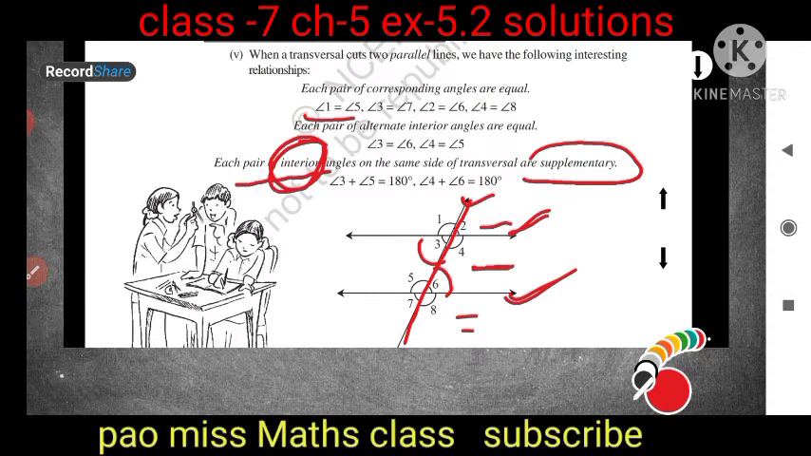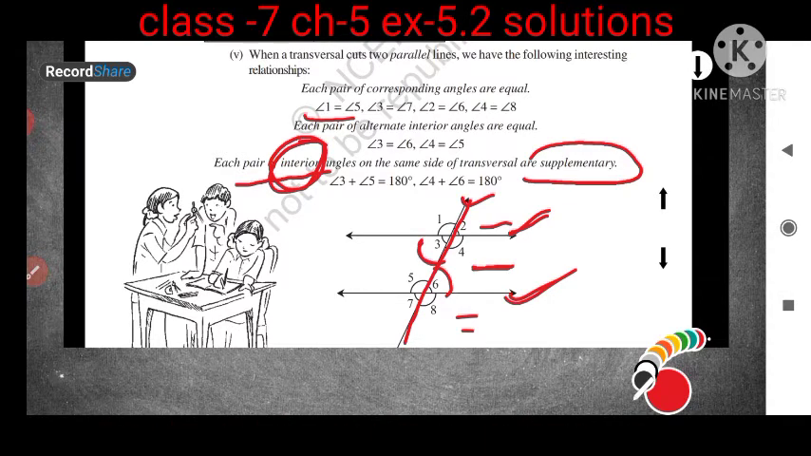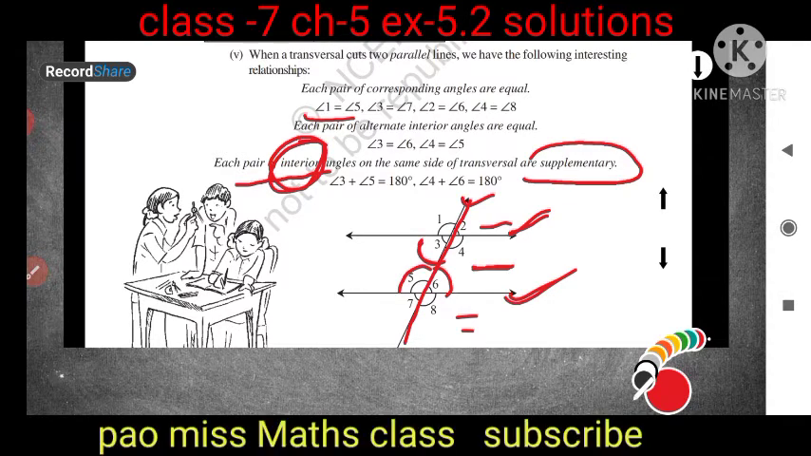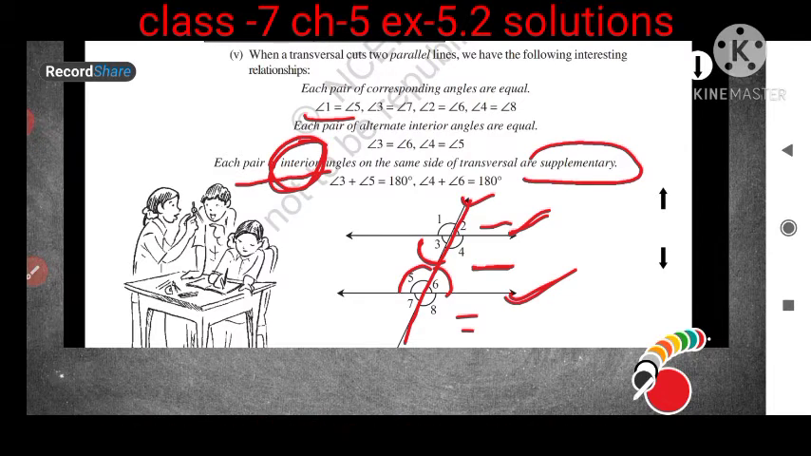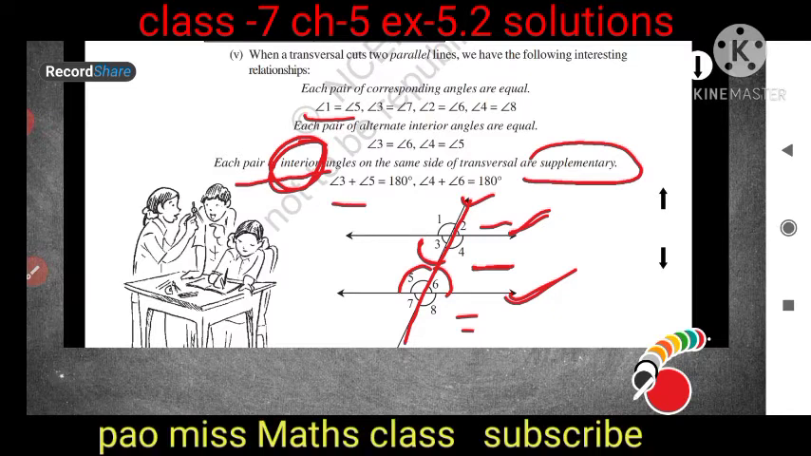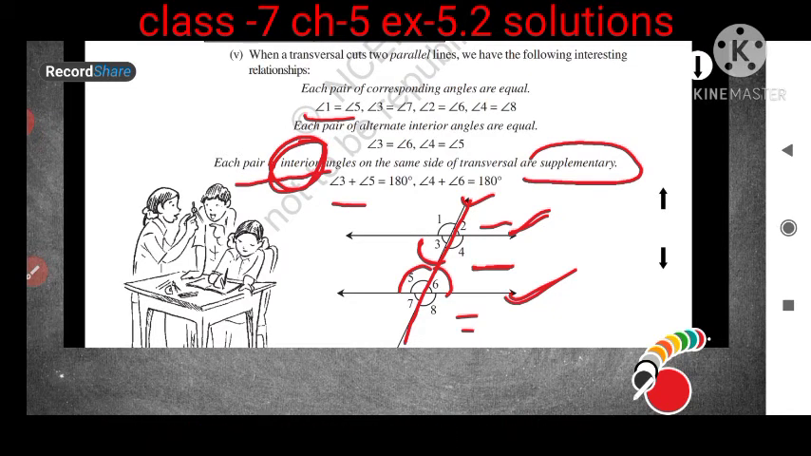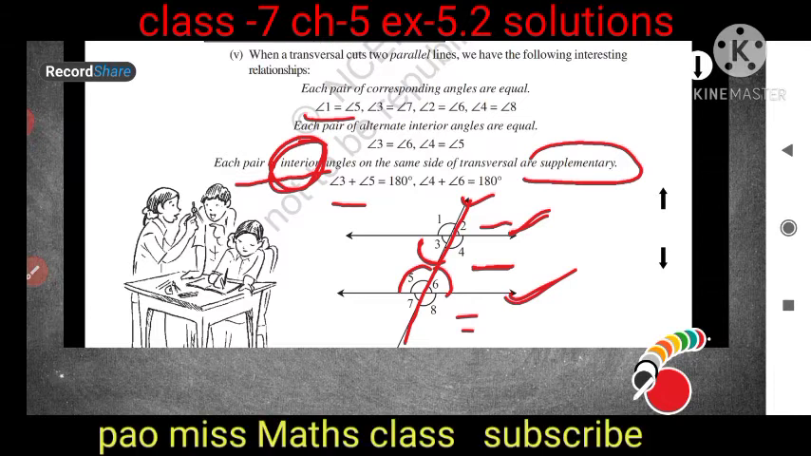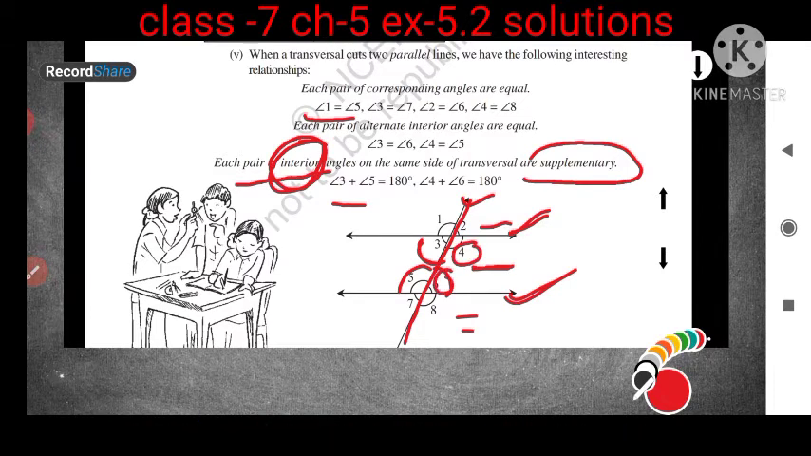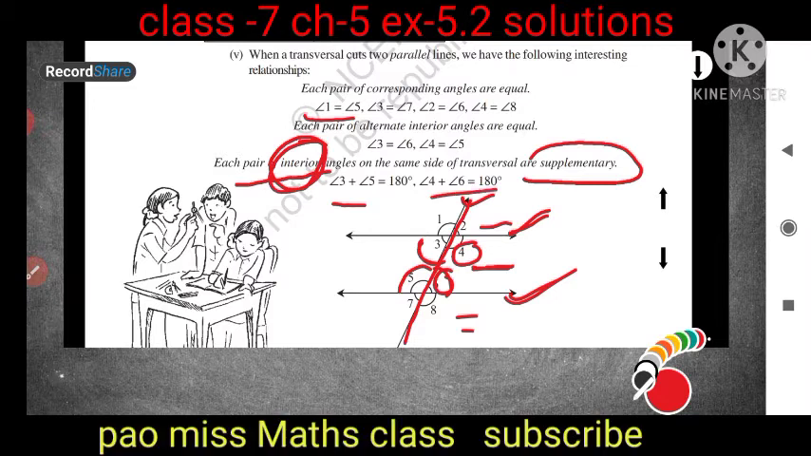Now which are interior? Angle 3 and angle 5 are interior angles on the same side of the transversal. That means angle 3 plus angle 5 will be 180 degrees. For the other side, the interior angles are angle 4 and angle 6, and this will also be 180 degrees.